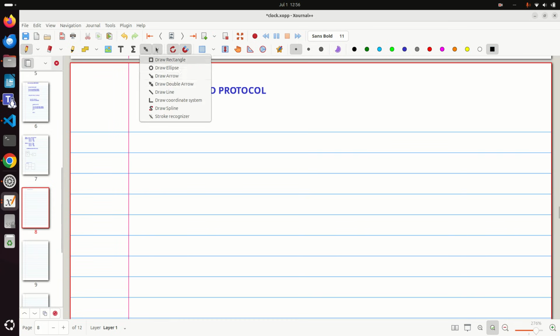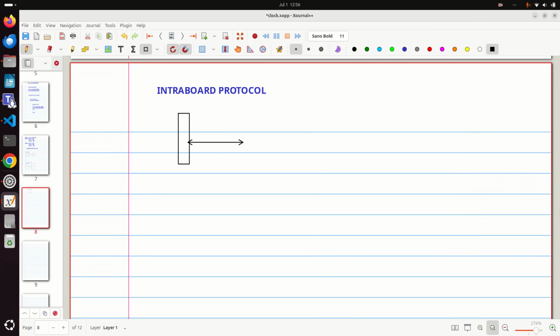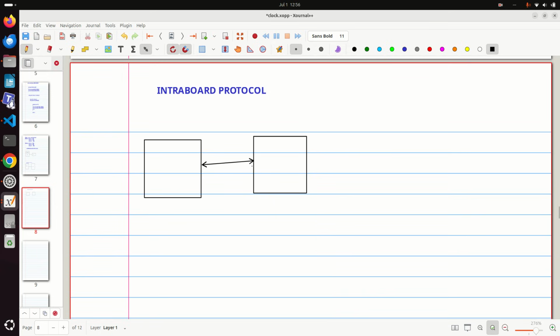So for this also, let me consider one example. Here we have, okay, let me erase both and I'll draw again. Here we have two chips or ICs. Let me label first. This is chip 1 and this is chip 2.